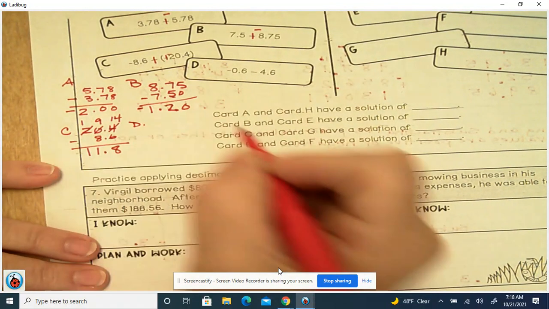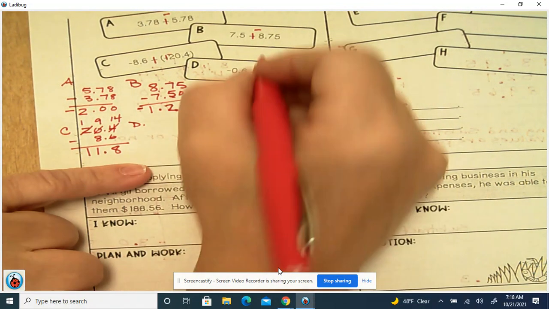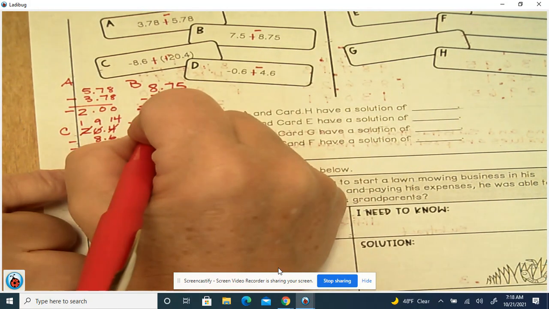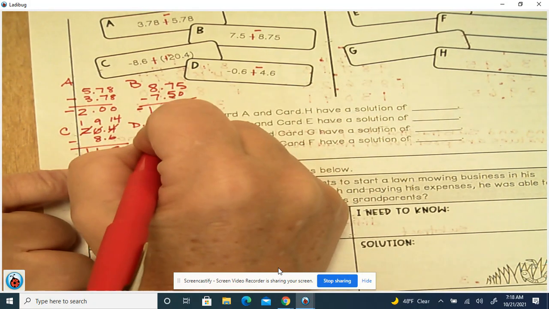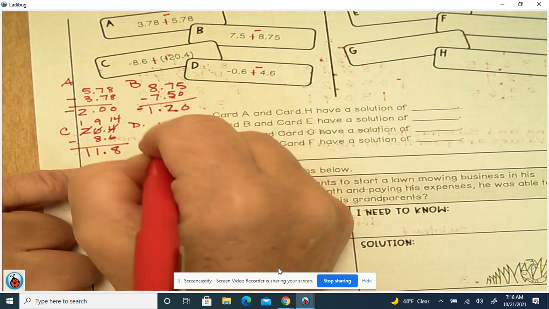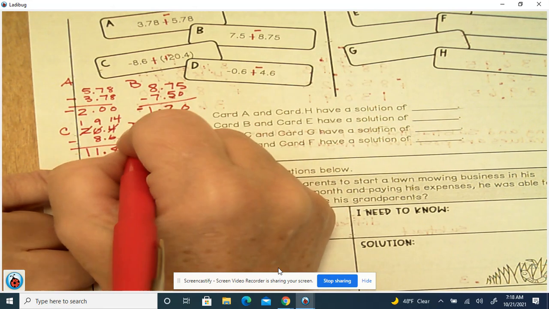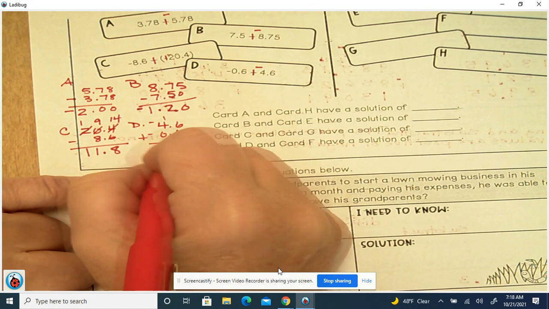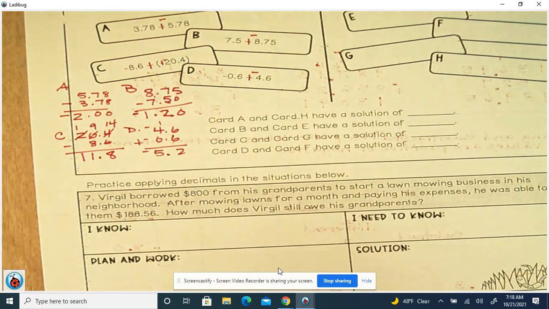And then D, change a minus to a plus, change the sign of next. They're the same sign, so we add them. Negative and a negative. It's 12, carry my 1. It's 5.2. We keep the negative.